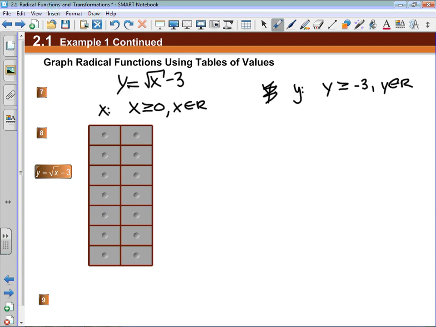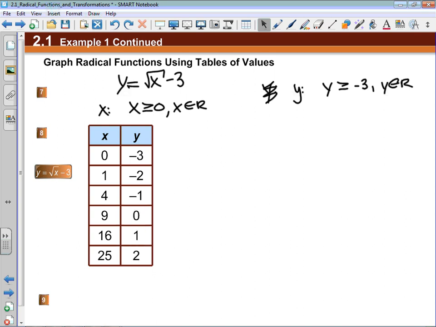Now again, this one is a little bit easier because just x is in the radical. They pick perfect squares again. But what's going to happen is I'm going to take the square root of 0 and then subtract 3. So y is negative 3. I'm going to take the square root of 1 and then subtract 3. Root 4, which is 2, minus 3 is negative 1. And we see those points again.